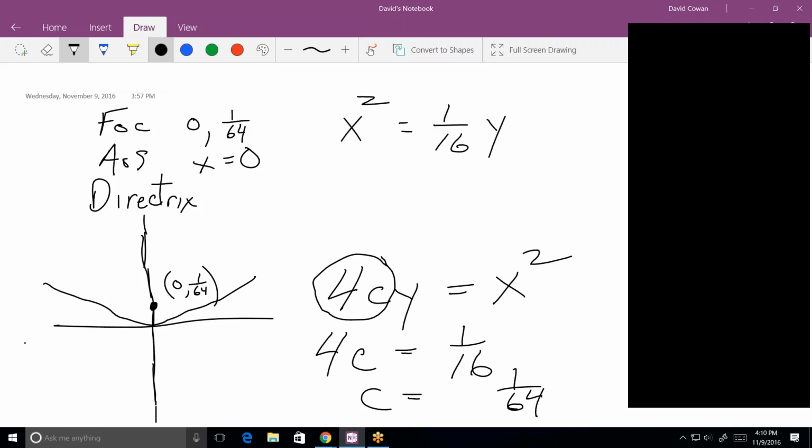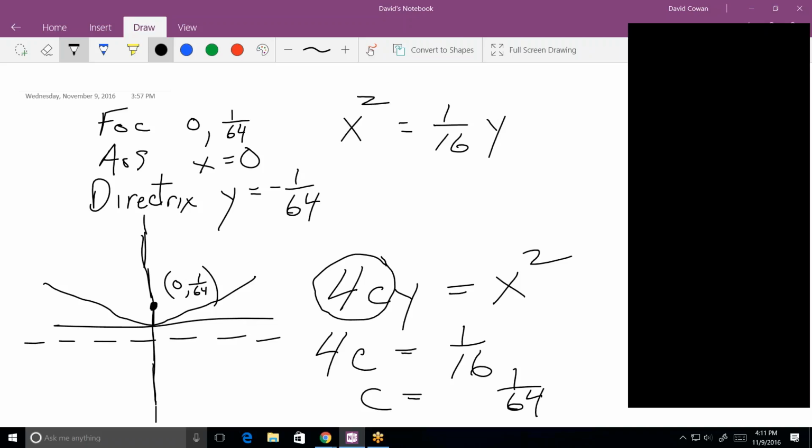Now the last thing we need is this directrix. The directrix is the same distance from the vertex as the focus is. So what's the equation of the directrix line? Well, if you look at it, and I said it was the same distance from the vertex as the focus, how far down from the vertex do I have to go? Negative 1/64. That's the equation of that line: y equals negative 1/64.